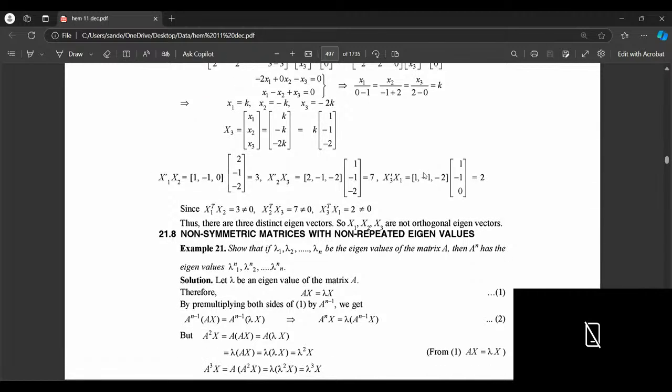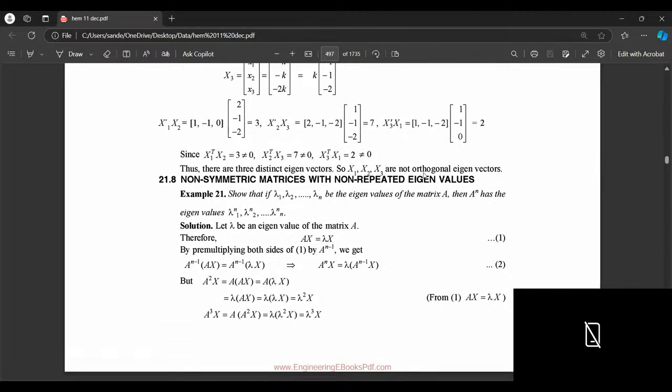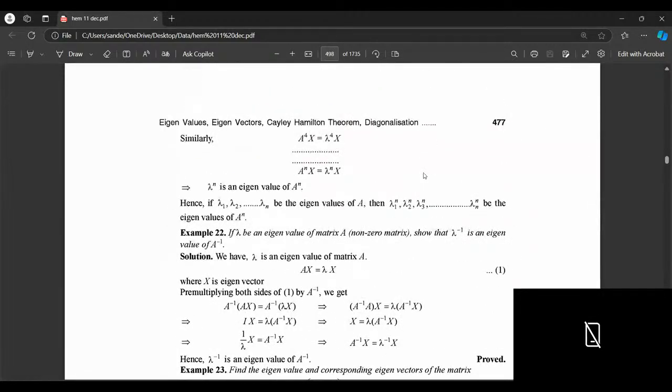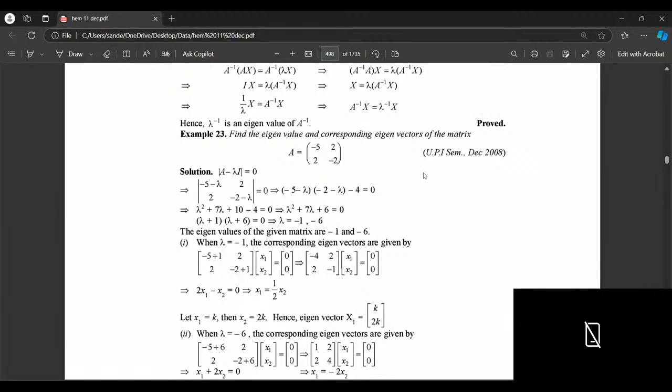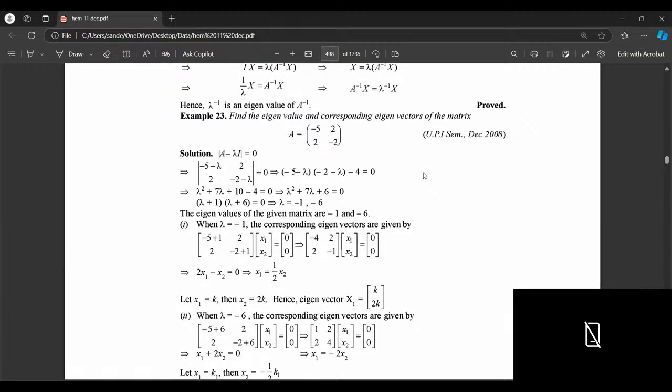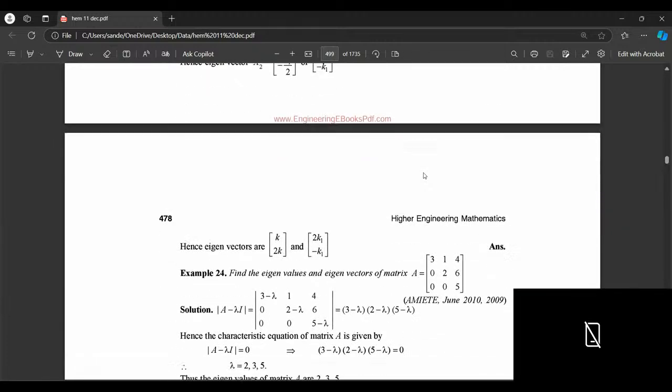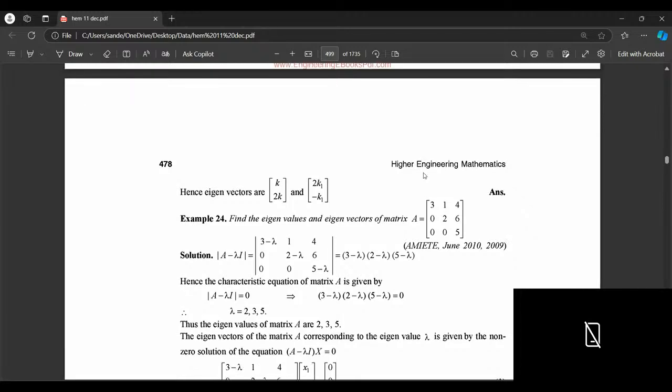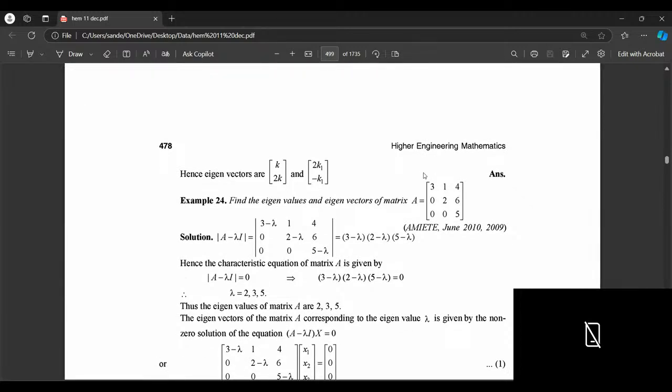Now this is the first case. We start with non-symmetric matrices with repeated eigenvalues. So we start with a direct example here, a 3 by 3 matrix. Find the eigenvalues and eigenvectors of matrix A. Matrix A is given: 3, 1, 4; 0, 2, 6; 0, 0, 5.